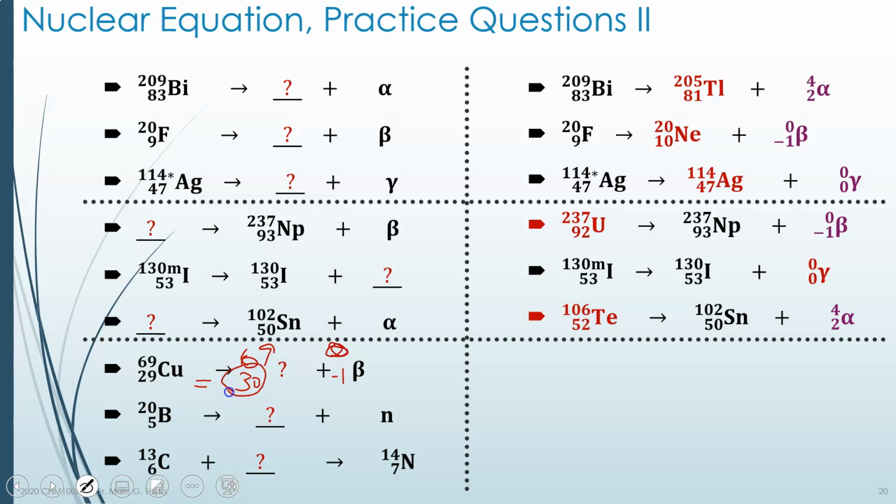You now look up 30. Always look up the bottom number. 30 corresponds to zinc on the periodic table. So we know our answer is zinc 69. And you'll notice I've written the beta particle with its numbers on the right here. I've just written it in a different form to remind you that the beta particle is really just an electron that is released from the decay of a neutron becoming a proton.